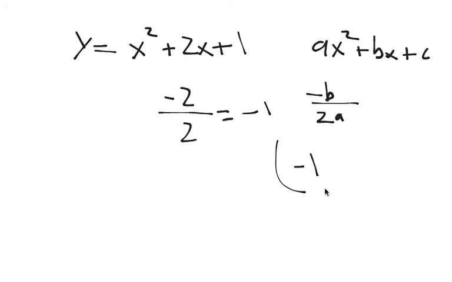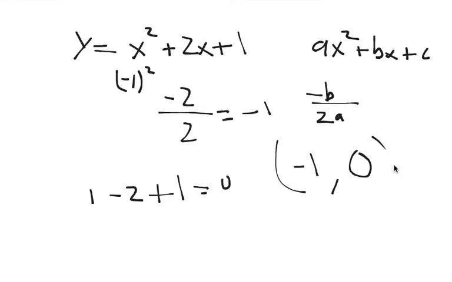So that's the x value of the vertex, and then all you have to do is plug negative 1 back in here. So negative 1 squared is 1. Negative 1 times 2 is negative 2. And then plus 1. And then 1 minus 2 plus 1 is just 0. So that's the y-coordinate. So that is the vertex of this one.